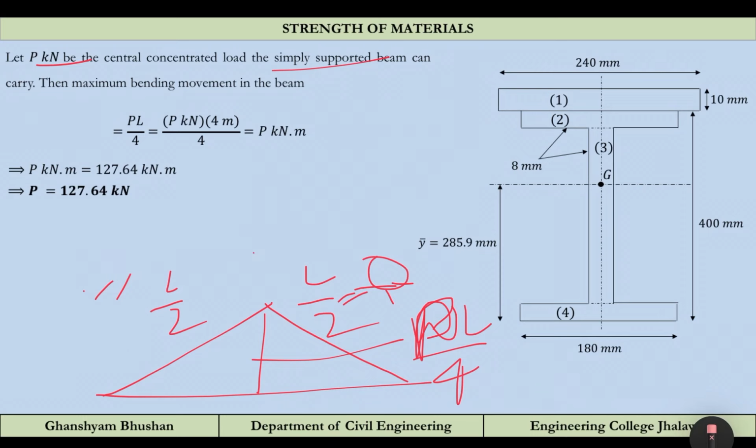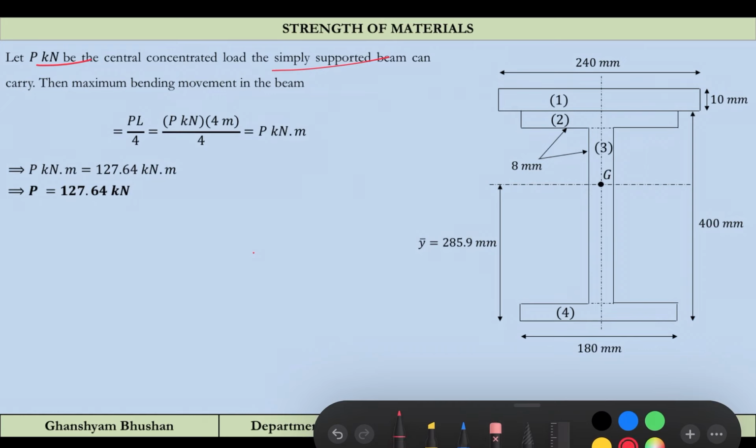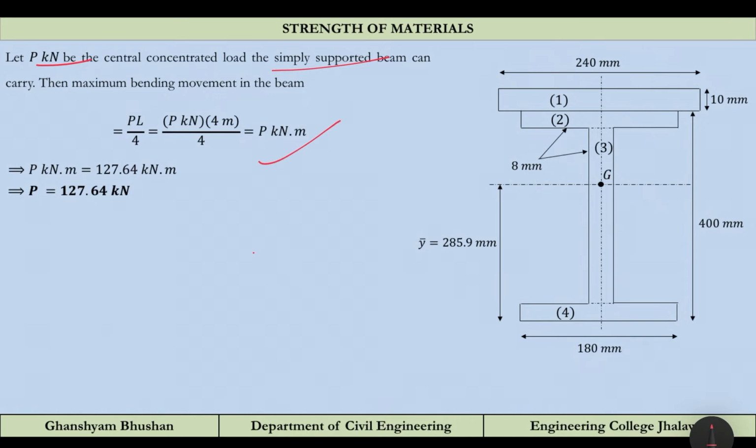So PL by 4 will be compared to the bending moment capacity of the beam, which is 127.64. Put all the values in the respective units. So the bending moment, P kilonewton meter, is equated to 127.64 kilonewton meter. P is coming out to be 127.64 kilonewton. So in this way you can solve these types of problems.